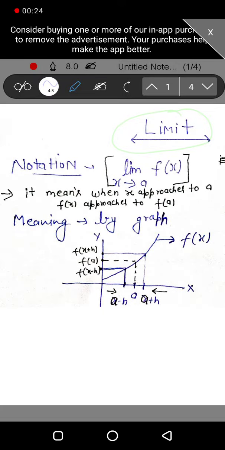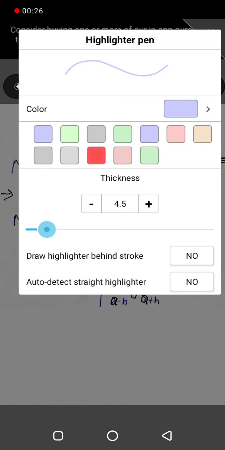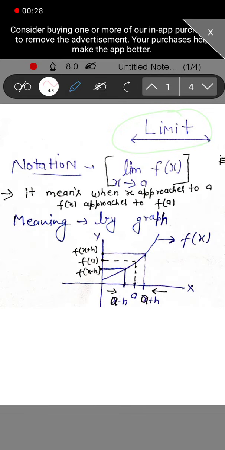So here is some notation for limit. You can observe that the notation of limit is denoted by this, okay? It denotes the limit of a function f(x) as x tends to a. And what is the meaning of this? It means that when our x approaches a, then f(x) approaches f(a). Okay, this is the meaning of this notation.